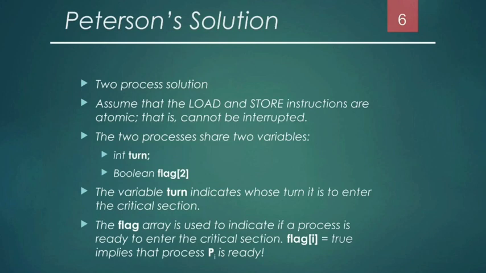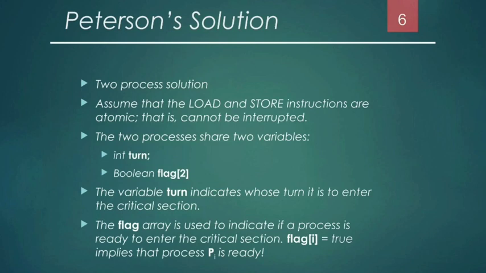For example, let's assume flag of i is true. This value indicates that the process Pi is ready to enter its critical section. If the process Pi wants to enter the critical section, at first it sets flag of i to be true, and then it sets turn to the value j, thereby asserting that if the other process wishes to enter the critical section, it can do so.